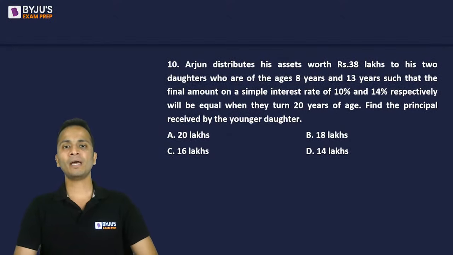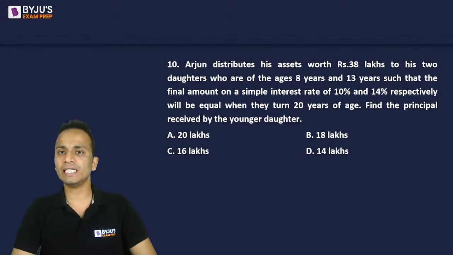We shall go ahead and look at the 10th question. Arjun distributes his assets worth rupees 38 lakhs to two daughters who are of the ages 8 years and 13 years, such that the final amount on simple interest at 10% and 14% respectively will be equal when they turn 20 years of age.